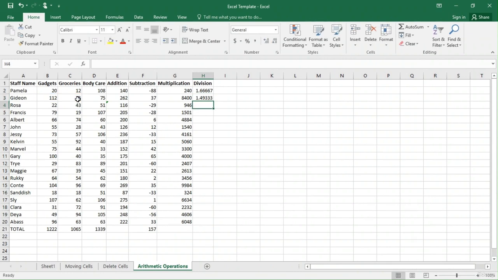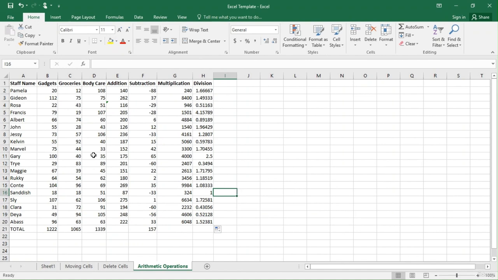Just like addition, subtraction, and multiplication, division can also accept manual input. For example, you can divide 8 divided by 2, and you have your answer. 9 divided by 3, and you have your answer. To try this out, try to divide the gadgets by the groceries and see if you get the same answer with me.